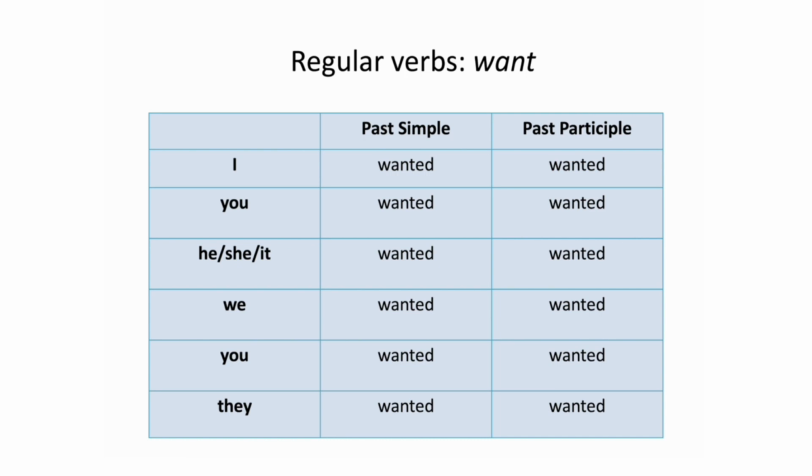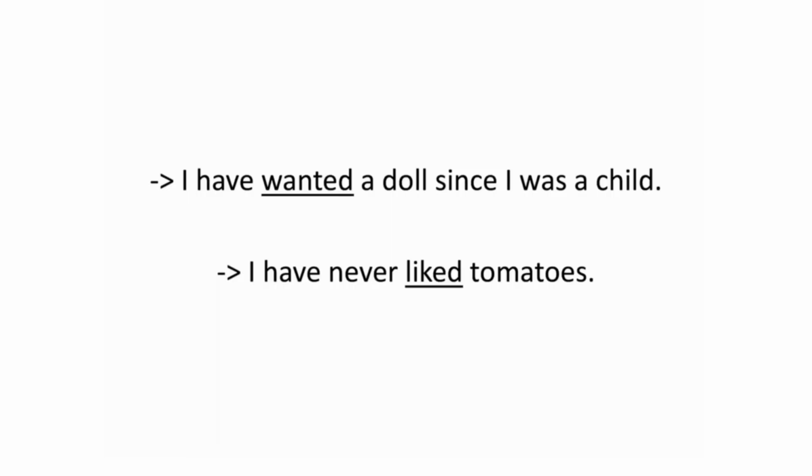Here is another regular verb, to want. I wanted, I wanted. You wanted, you wanted, etc. For example, I have wanted a doll since I was a child. I have never liked tomatoes. Want and like are both regular verbs. Therefore, we add ed to form the past participle.